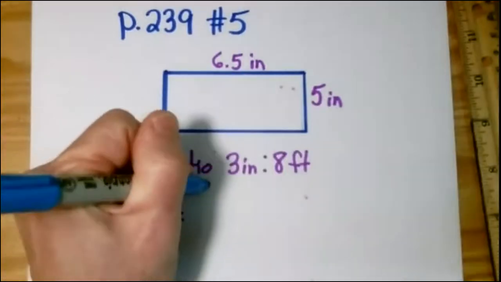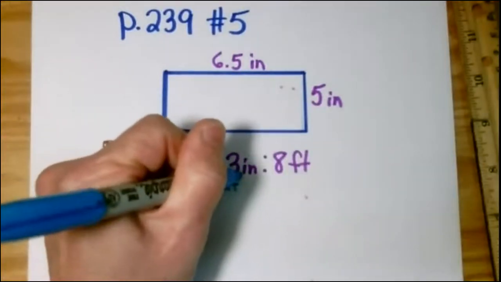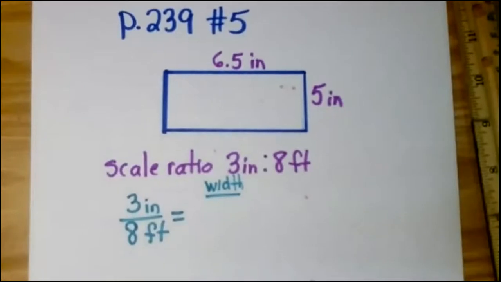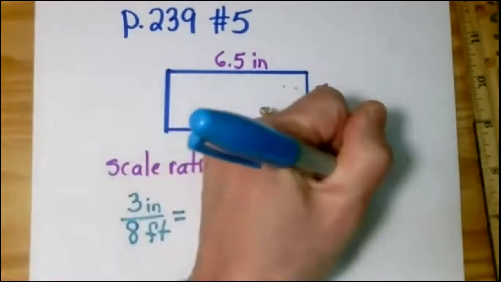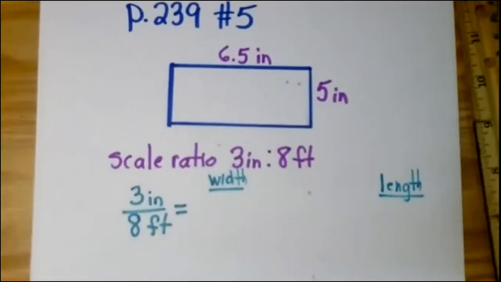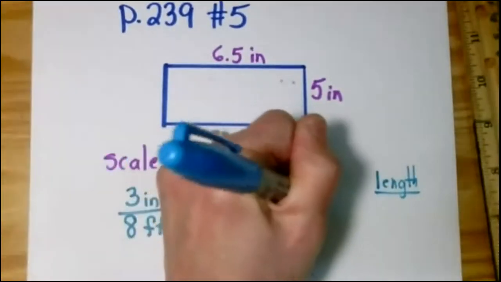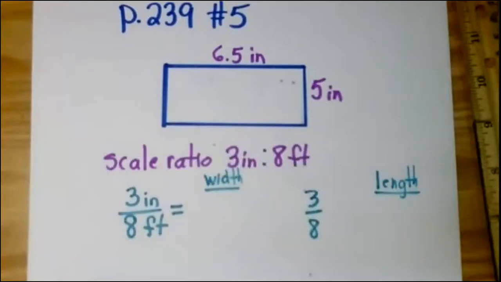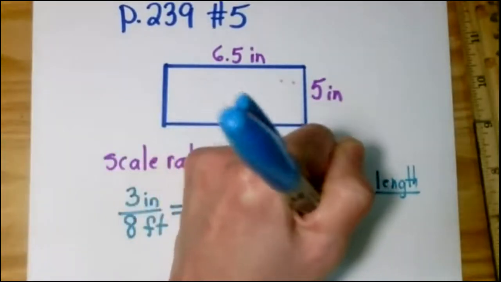So let's start with the width. I'll try to do this all on one line this time. And then the length is going to go over here, like that. And both times we're going to use 3/8, right? For both the length and the width.